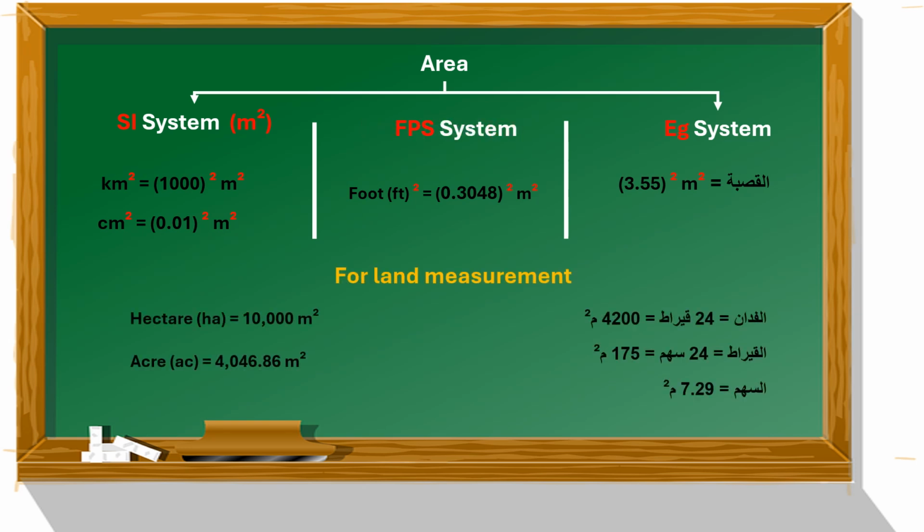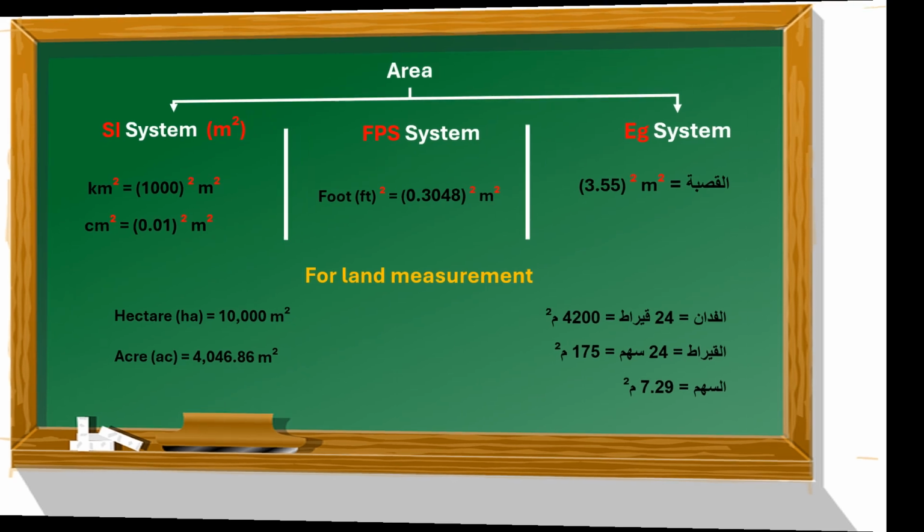Now, when we talk about large areas of land, we use special units that make measurement easier. Two of the most commonly used land area units are the hectare, which equals 10,000 square meters, about the size of 1.5 soccer fields, and the acre, which equals 4,050 square meters, used for farmland, real estate, and more. But did you know that different countries have their own traditional land measurement units? In Egypt, farmers use unique local units to express land area, and here they are on the screen.